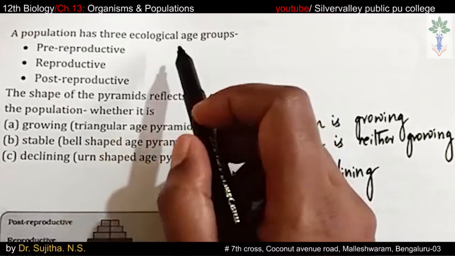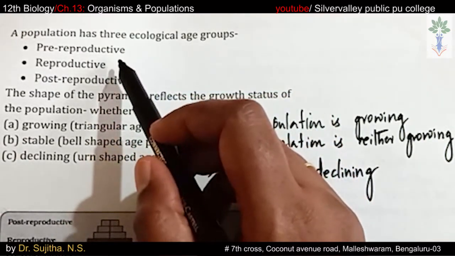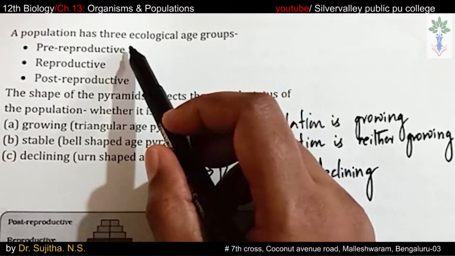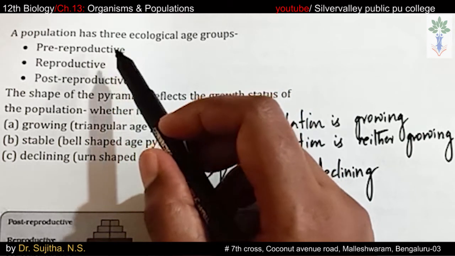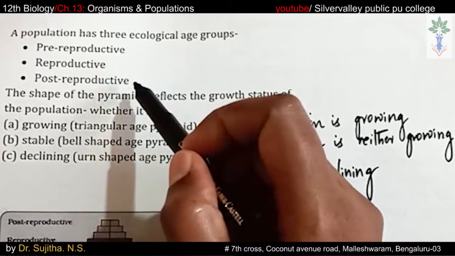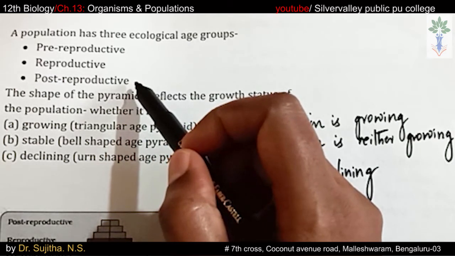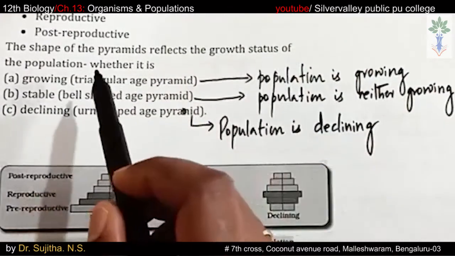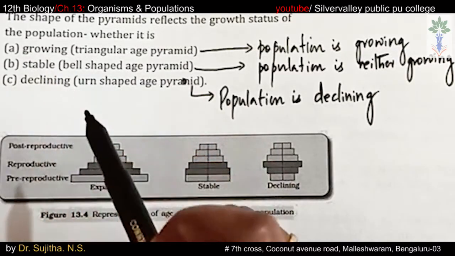A population has 3 ecological age groups. The first one is pre-reproductive, the second one is reproductive, and the third one is post-reproductive. Pre-reproductive individuals are those which have still not attained puberty, whereas reproductive individuals are those which are fertile in nature. Post-reproductive individuals are the ones which have attained the menopause stage. The shape of a pyramid reflects the growth status of the population, whether it is growing, stable or declining.